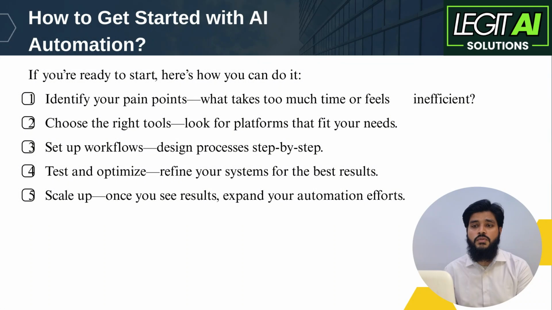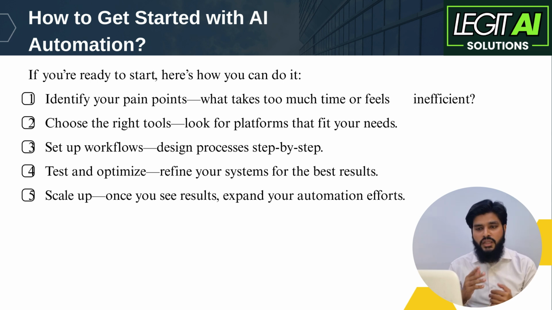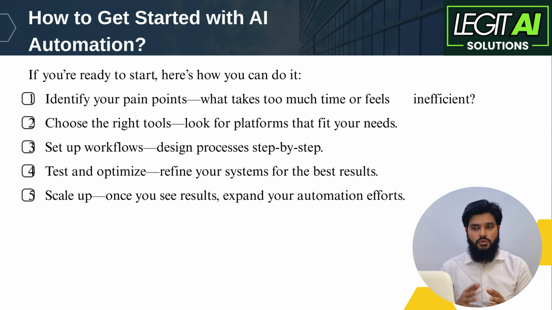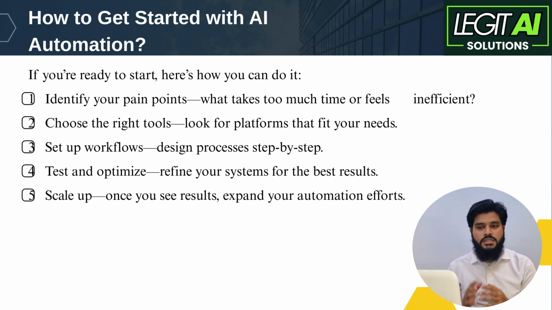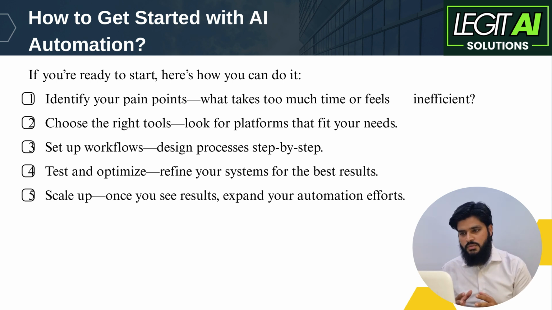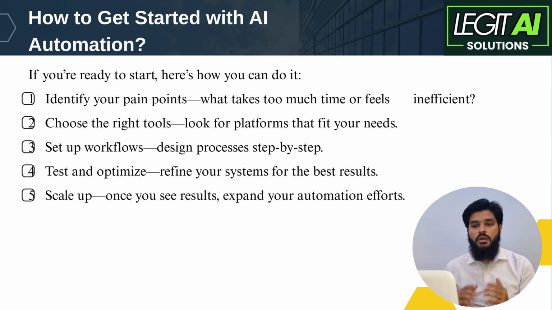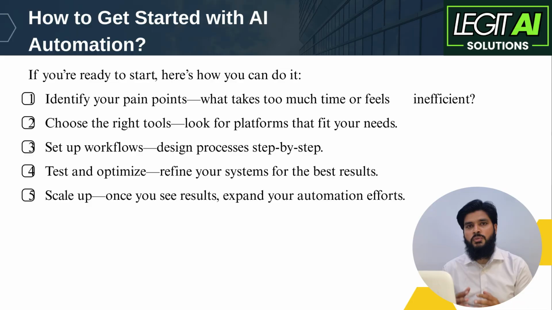So how to get started with AI automation? If you are ready to start, here's how you can do it. Identify your pain points. What takes too much time or feels inefficient? Second, choose the right tools. Look for platforms that fit your needs. Third, set up workflows. Design processes step by step. Fourth, test and optimize. Refine your systems for the best results. Last, scale up. Once you see results, expand your automation efforts.